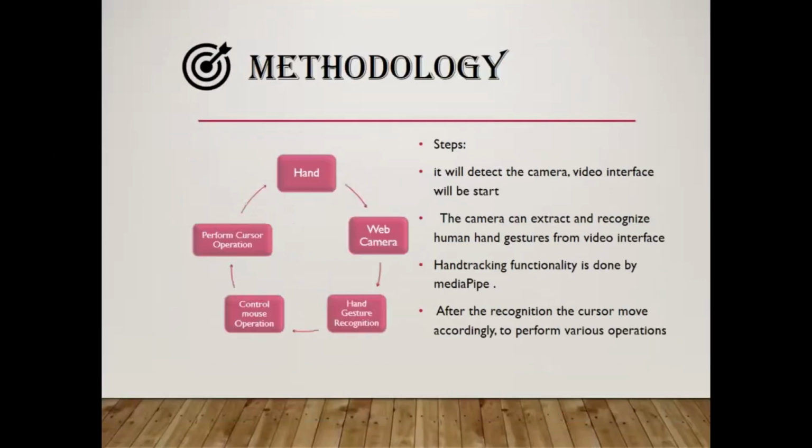Methodology steps. The camera video interface will start. The camera can extract and recognize human hand gestures from the video interface. Hand tracking functionality is done by MediaPipe. After recognition, the cursor moves according to the various operations.